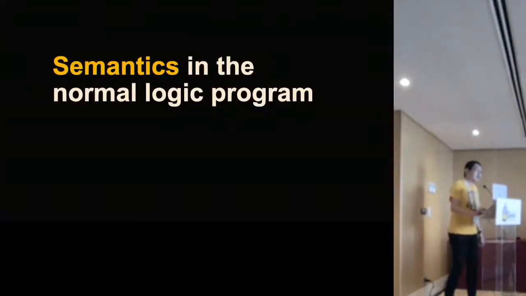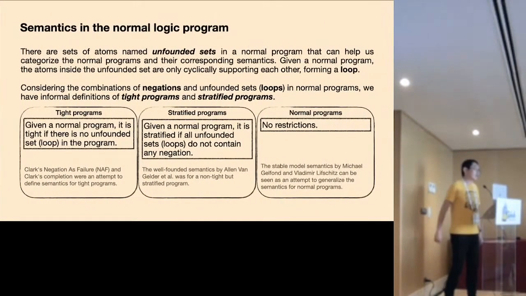Okay, then the semantics in this kind of normal logic program, we can categorize based on the relationship between the loop and the negation. So the loop is defined by an unfounded set. The unfounded set means the atoms inside the unfounded set are only cyclically supporting each other. So it's like A, B, C, D, and there's no external support. Then we can consider these two combinations of negation and loops.